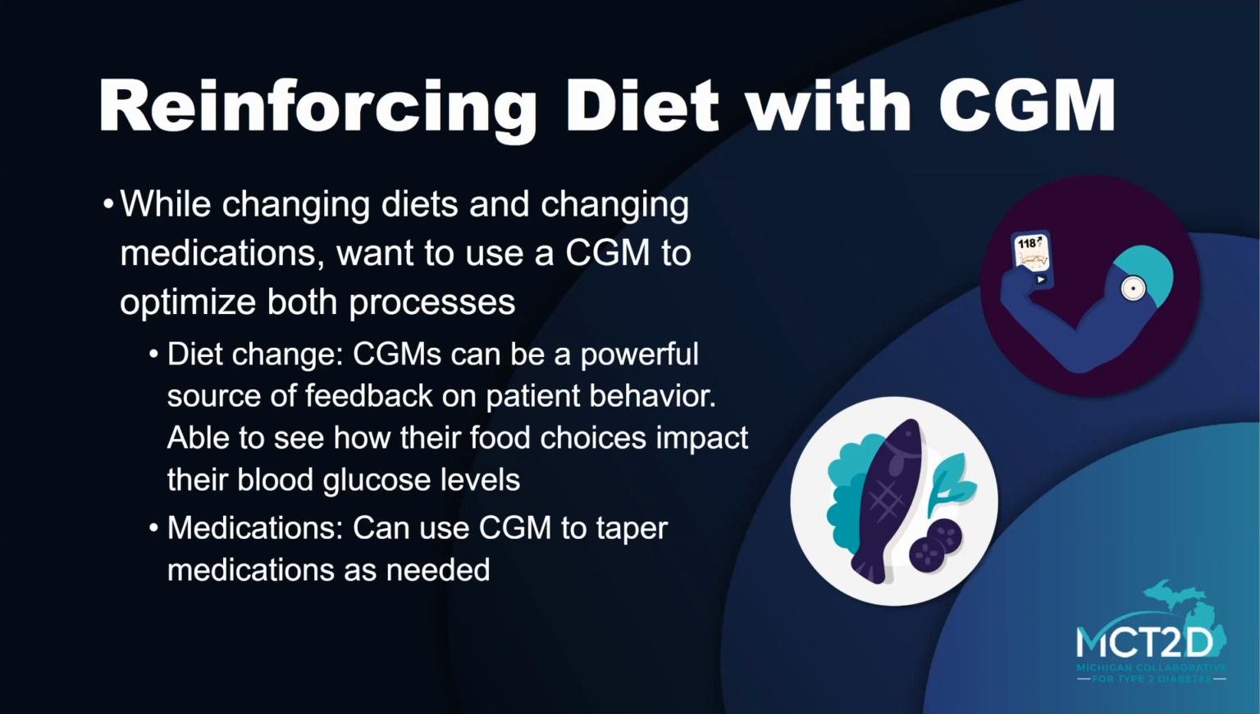So patients who have a CGM are able to learn what foods have carbohydrates in them more quickly and more easily than patients without a CGM. And patients who are adopting a low carbohydrate diet can adjust their insulin more quickly and more reliably as they're tapering their medications.